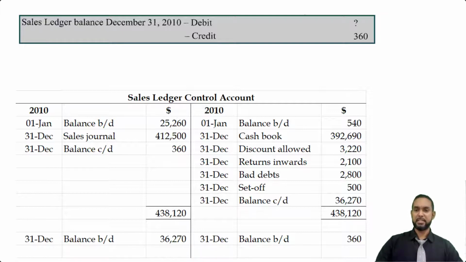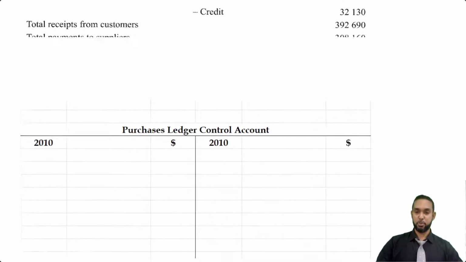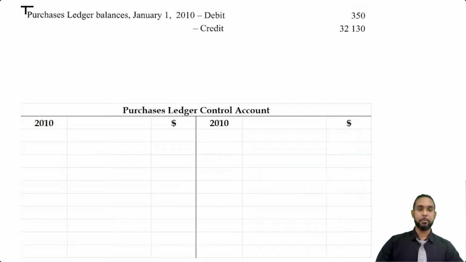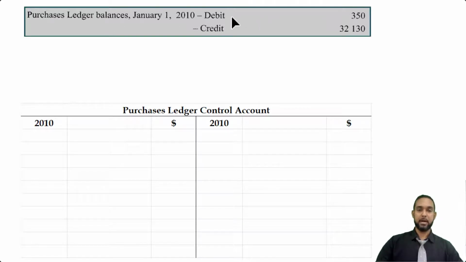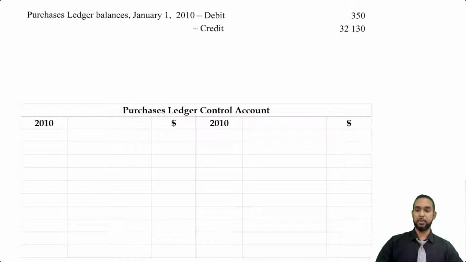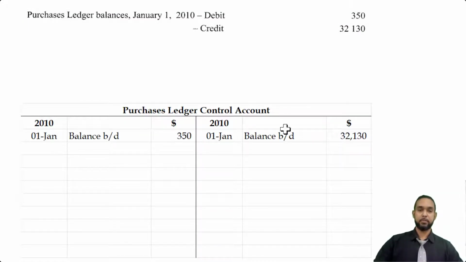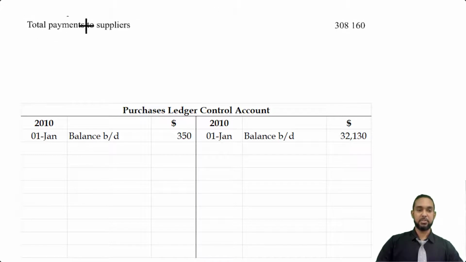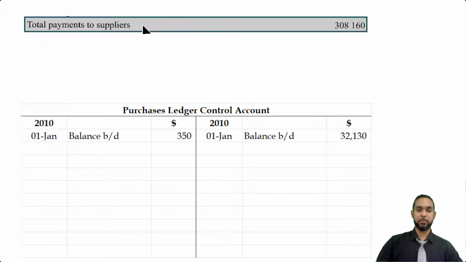Okay, with the sales ledger control account done, let's take a look at the purchases ledger control account. So we're going to go back to the top and start to populate this account as well. So we have two opening balances. On the debit side, 350, credit side, 32,130. So we're going to put those in, right? 32,130, 350. The next item we are seeing is total payments to suppliers, 308,160.